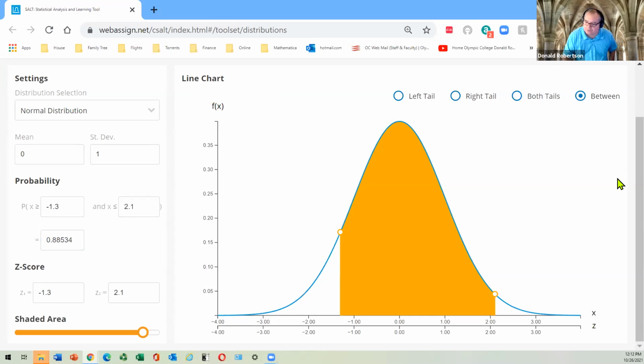Are you comfortable that it's pretty straightforward where you put your numbers to get a bigger than, a less than, or a between, right? If you want to do a less than, left tail. If you want to do a more than, right tail. If you want to do a between two numbers, use the between. Are we good with that?